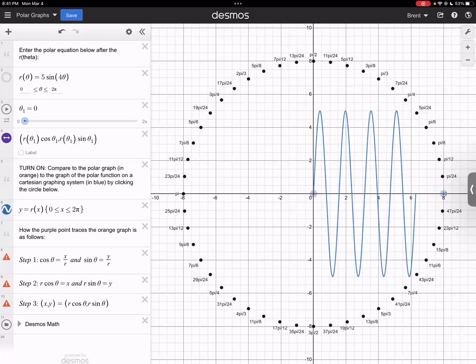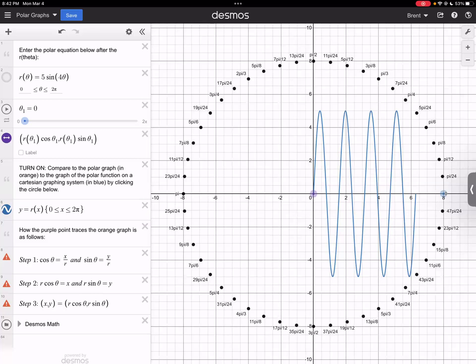Everybody good there? Now, next thing I want you to count. How many x-intercepts do we have? We have 1, 2, 3, 4, 5, 6, 7, 8, and 9. So how many maximums do we have? 4. How many minimums do we have? 4. And how many x-intercepts do we have? 9.